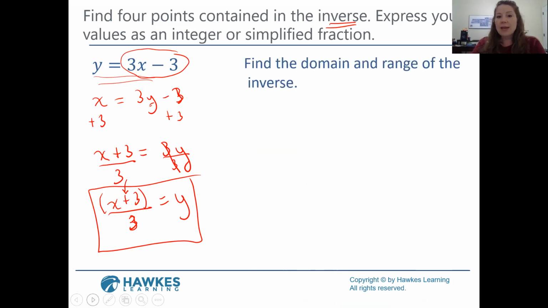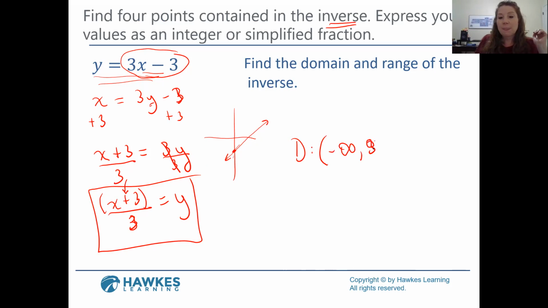So find the domain and range of the inverse. So remember domain and range. If I graph this, I would get a straight line that goes kind of like this. We talked about y-intercept, and we talked about a straight line. So we would go up 3, right 1, up 3, right 1, and so on. So the domain would be, our line would go in both directions forever. So our domain would be negative infinity to positive infinity.